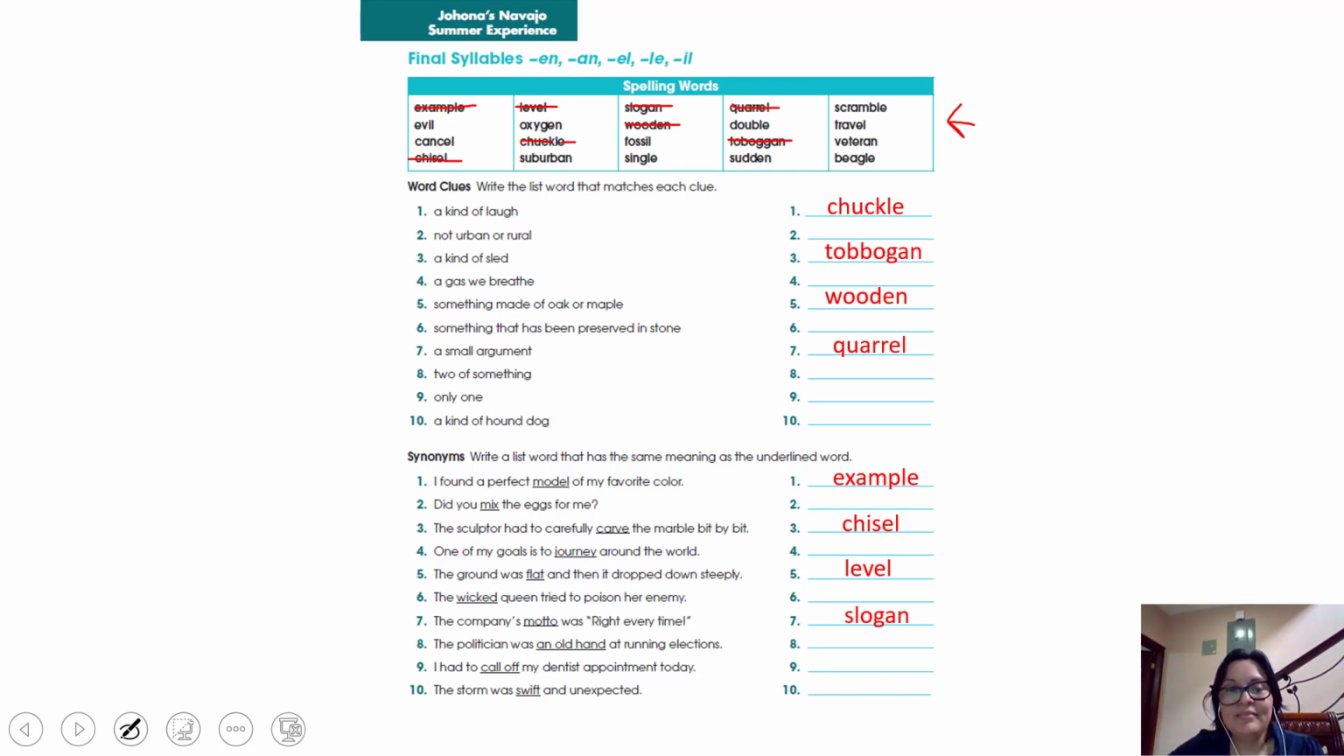Okay. Exactly. To cancel. Sorry, that was first. Well, I already gave you 2. Number 9, you already know is cancel, but you have to write it. And number 8 says the politician was an old hand at running elections. Another way to say an old hand is veteran. That means an expert, a person with experience. And the last one is number 10. The storm was swift and unexpected. Something that you were not expecting and happened without you knowing it was going to happen. That is sudden. Okay, sudden. So the storm was sudden and unexpected.